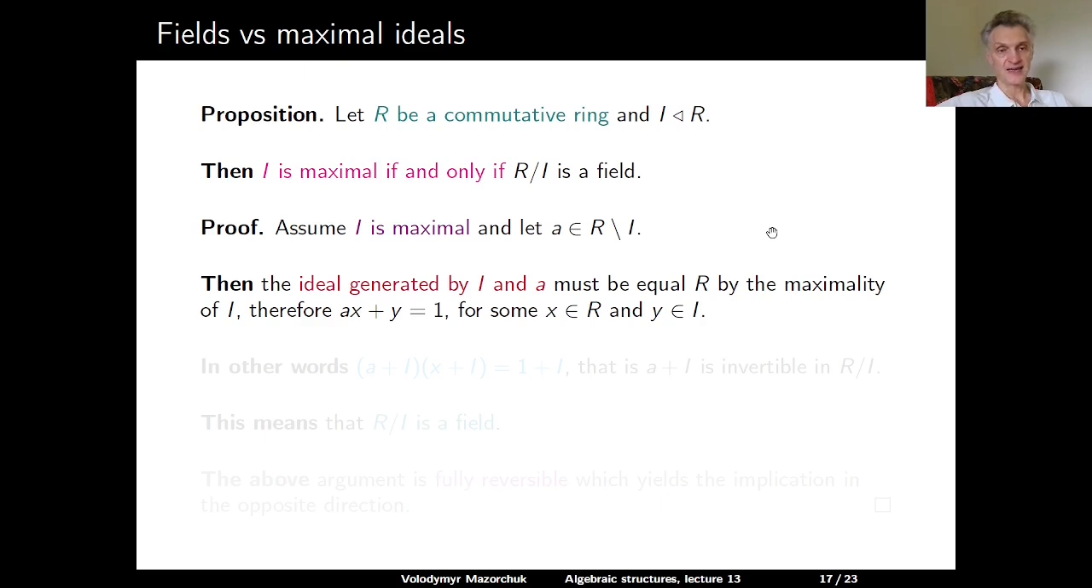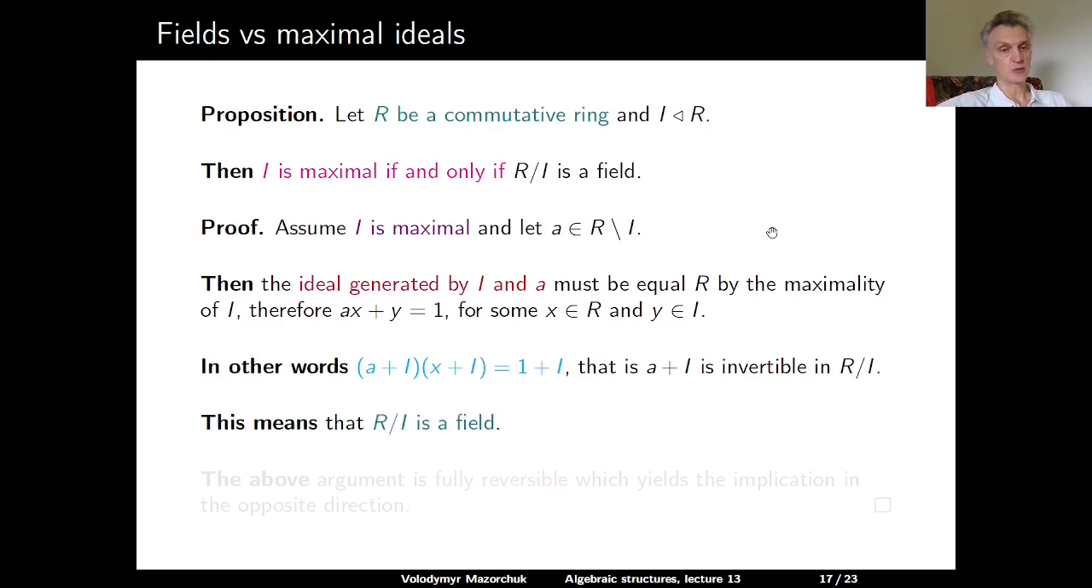And therefore we can write the identity as A times X plus Y, where X is some element in R and Y is some element in I. But this means exactly that (A plus I) times (X plus I) is equal to 1 plus I, and so A plus I is an invertible element in the quotient of R modulo I. And this shows that R modulo I is a field. And all this argument can now be read from bottom to top, so we can invert all steps in this argument and show that if R modulo I is a field, then we deduce that I is a maximal ideal.